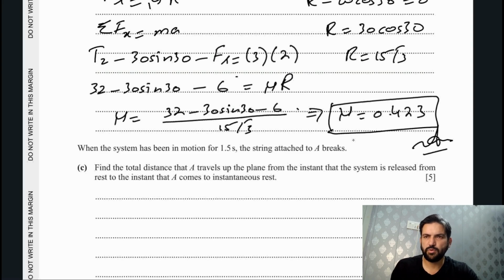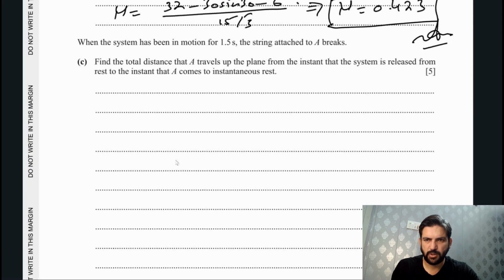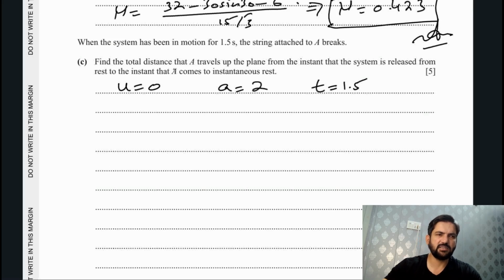I hope that the concept is clear. Let's move to the last part, part C. When the system has been in motion for 1.5 seconds, the string attached to A breaks. Find the total distance that A travels up the plane from the instant the system is released from rest to the instant that A comes instantaneously to rest. So from here we can see that u is equal to 0, a is equal to 2, and t is equal to 1.5, and we need to find the distance.